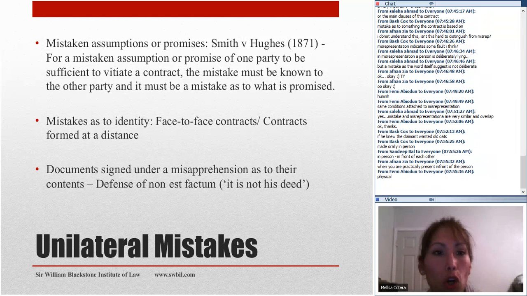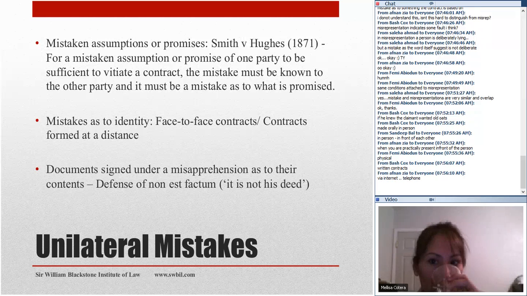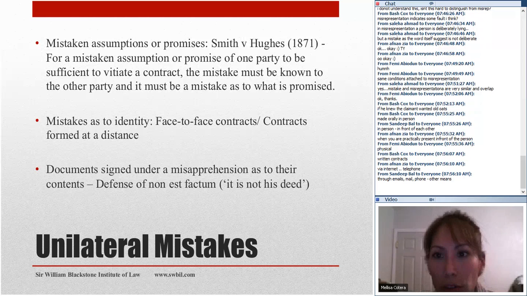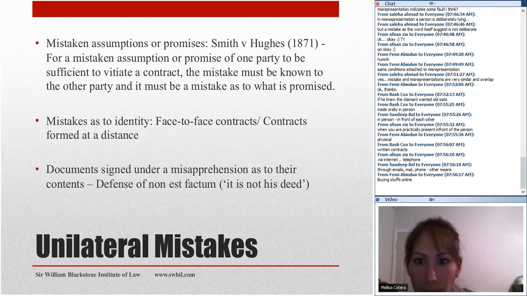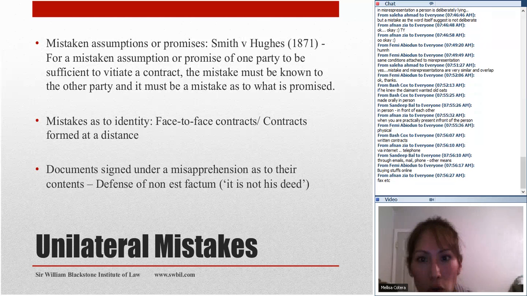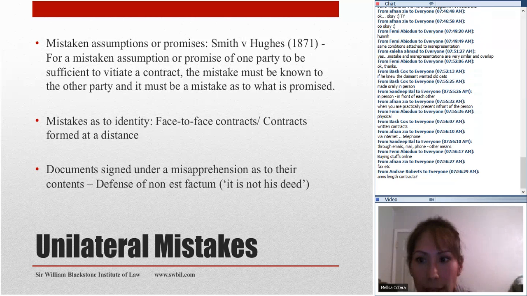And what do you understand by contracts formed at a distance? Through emails, mail, phone, other means. Yeah, buying stuff online. Here in these cases, when a mistake occurs in this type of contract formed at a distance, it is likely that the apparent contract is void for mistake. But for this to occur, the identity of the party must be critical in the formation of the contract.